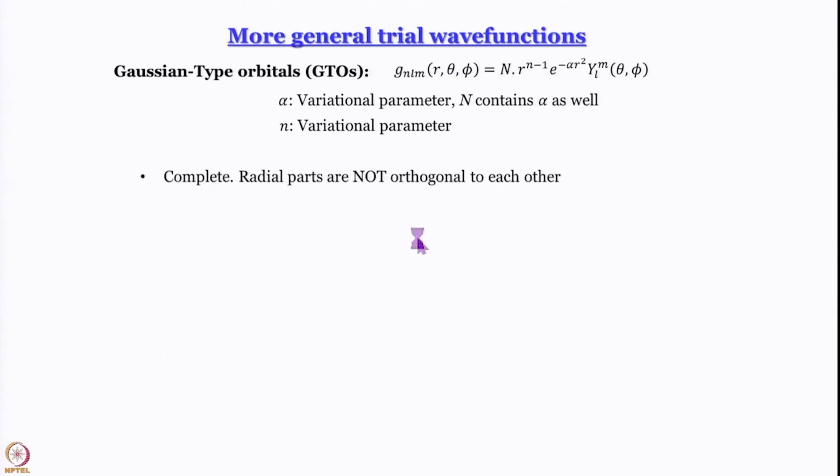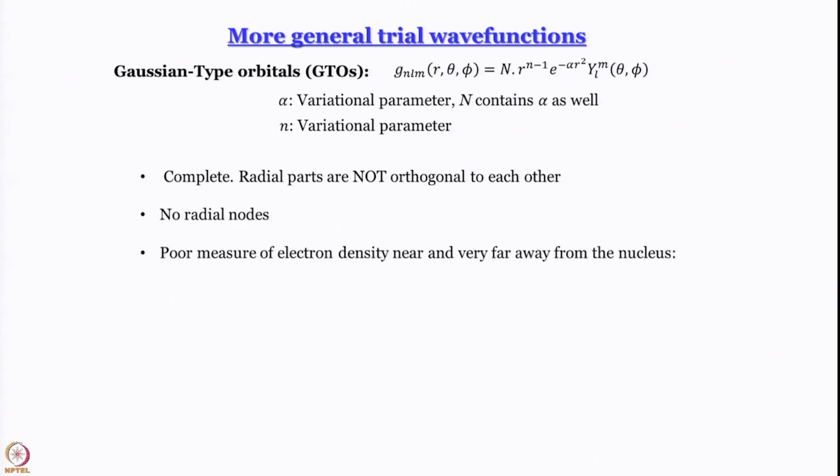Okay. So, once again this is a complete set, and once again radial parts are not orthogonal to each other, precisely because the polynomial is missing. For the same reason there is no radial node. Now, when you use these Gaussian type orbitals, if you use one orbital, you get a very poor measure of electron density near the nucleus, and that we have discussed earlier. Remember, if you try to model 1s, 1s is like this and Gaussian is something like this. So, poor measure of electron density not only near but also very far away from the nucleus.